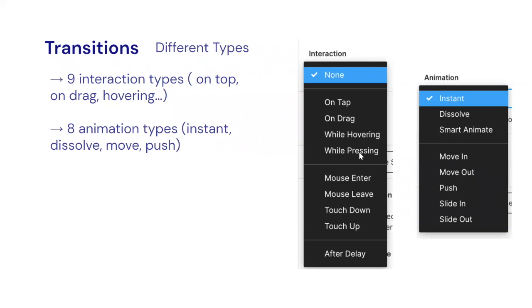And then you can also animate those transitions. Whether you want something to be instant after someone selects or clicks something, you can also make something dissolve, move in, move out, push, slide, etc. And Figma has a cool feature called Smart Animate, which has a bit of a learning curve, but it essentially helps make your designs flow in a lot easier.